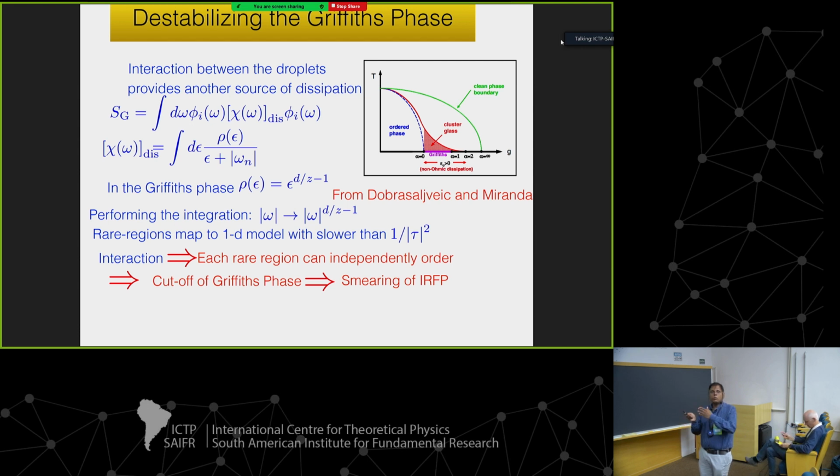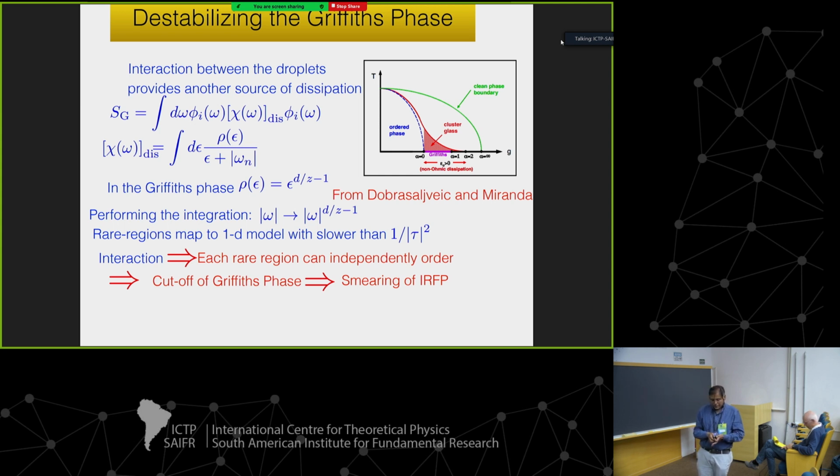So effectively what happens is that the rare regions on each of these sites now see a much stronger dissipation, this much slower dissipation. This much slower dissipation in turn forces the rare regions to start ordering by themselves, because the rare region goes below its lower critical dimension. So at each of these sites, it starts ordering by itself. Effectively, there is a smearing of the transition. As you lower the temperature, this mechanism starts acting. You cut off the Griffiths phase, and then you move into a regime where the transition is actually smeared by the combined effects of disorder and these long-range interactions.